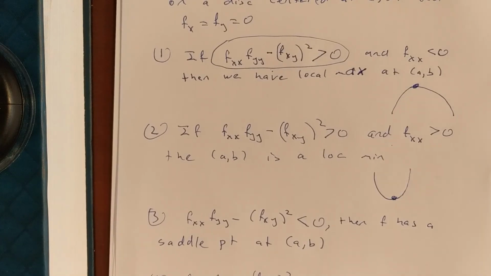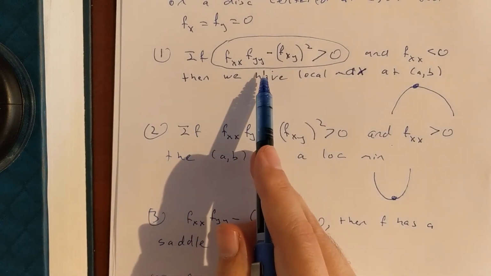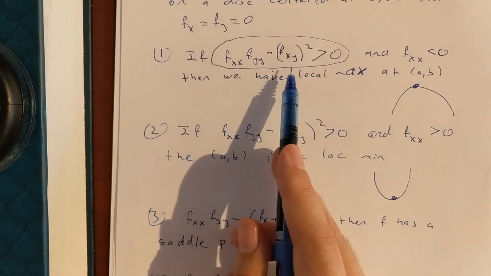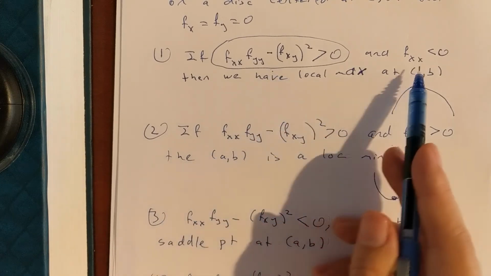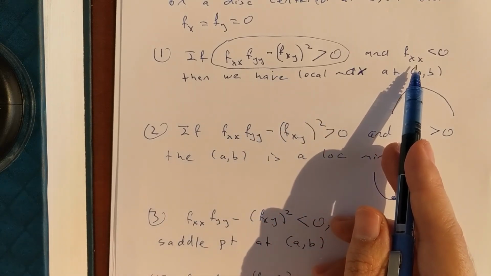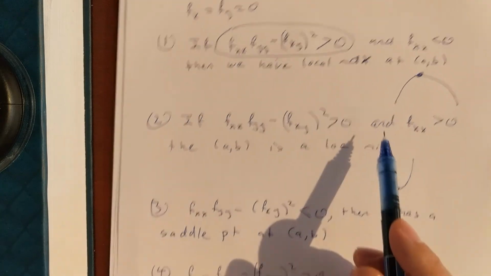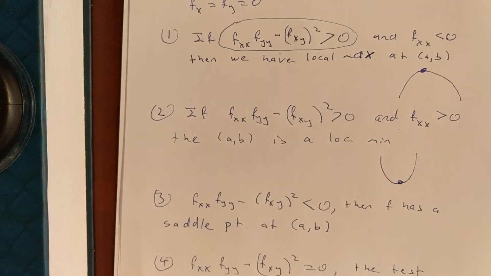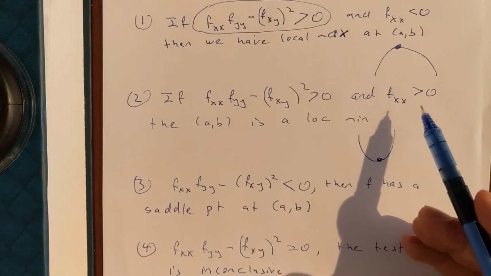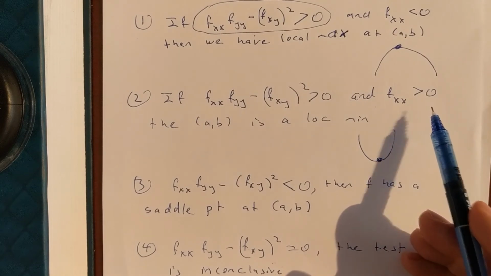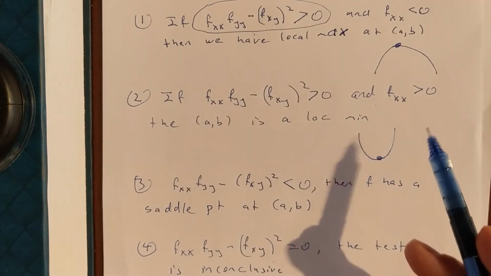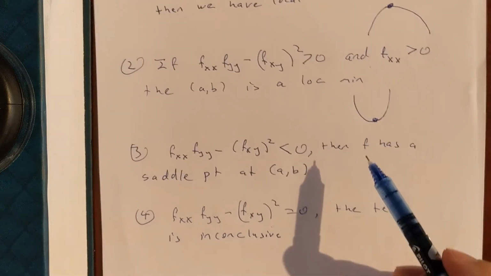So that's the test. You have this term where fxx times fyy. We're always looking at this term. If it's greater than 0 and the derivative locally is concave down, then it's got to be a maximum. If it's greater than 0, that means every derivative is heading in the same direction. And if it's concave up, so it's got to be a local minimum.